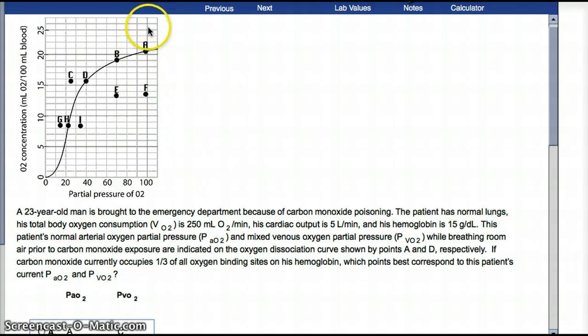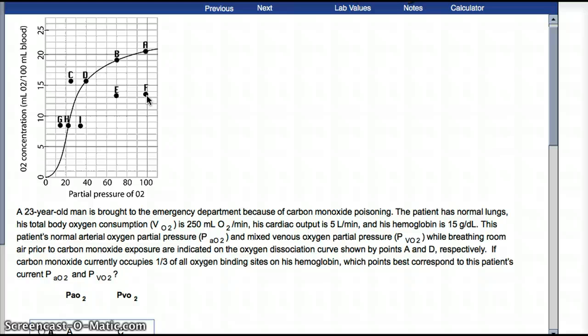So finding the position for A is quite easy, because the partial pressure is not going to change, it's the oxygen content that's going to change. So we divide this number, which is about 20, by 3, and then we subtract the number from 20, and then we get this point F. All right, so that's easy. Now this point is about 13.5. So now the problem is determining which one is the venous one.